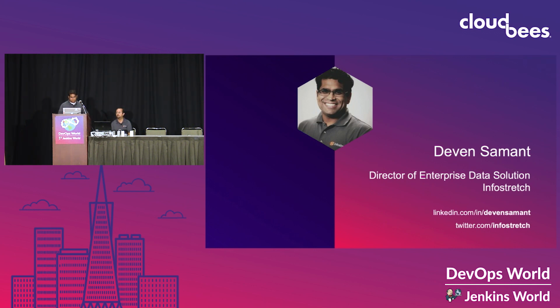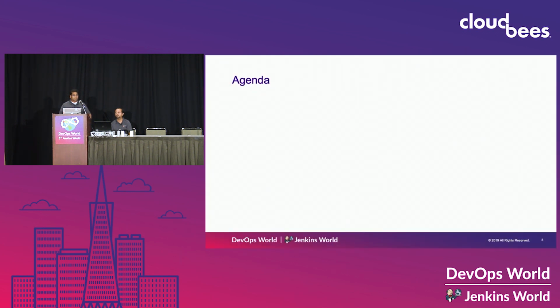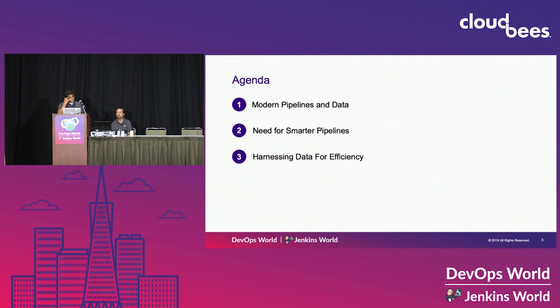So without further ado, let me quickly give you an idea of the agenda outline. We'll touch upon the modern day pipelines and the data they're generating and what the demands are from the pipeline perspective. Then we get into the smarter pipelines and why they are really needed, and then get into more details on harnessing the data for efficiency. That is what the key is going to be, followed by the demo, and then I'll open it for Q&A or any comments or suggestions that you may have later in the presentation.